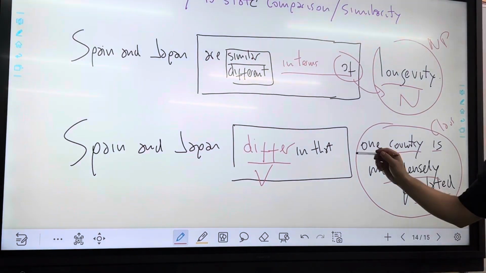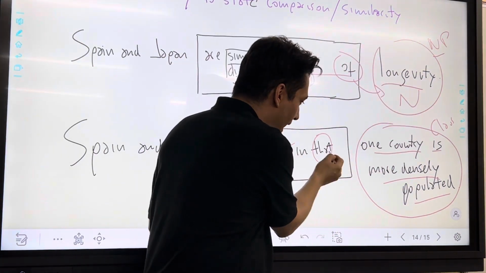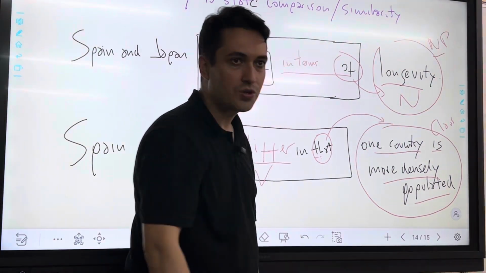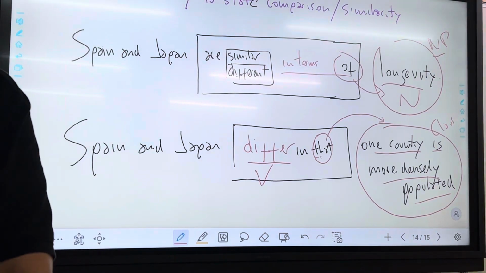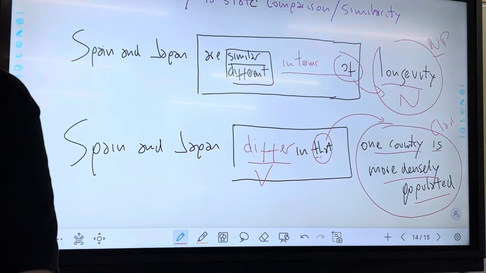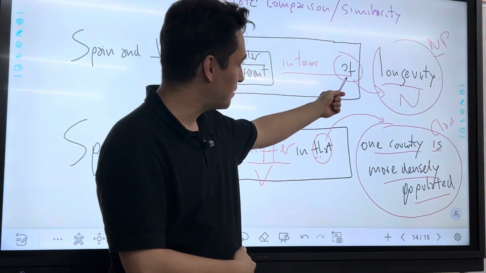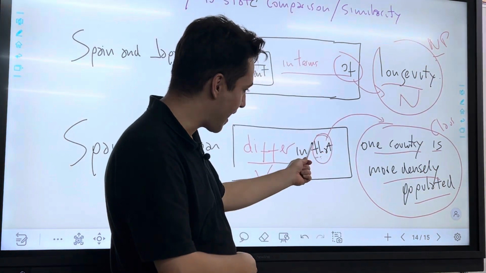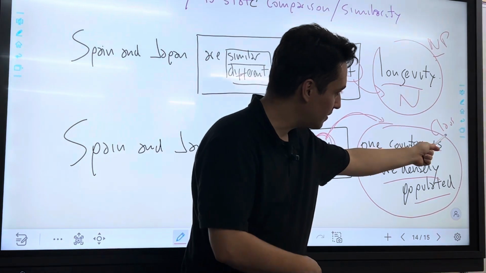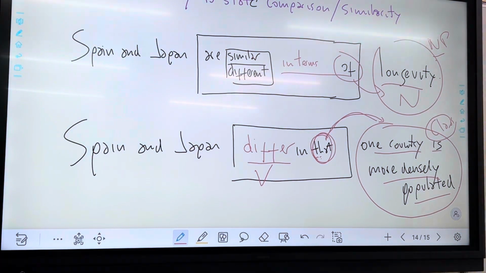So what rule can we get from here? Normally, after of, we need a noun phrase. And normally, after that, we need a clause. That is a rule of thumb. I explained that the other day, but I'll explain it again. Normally, not always, after the preposition of, it is followed by a noun phrase. And normally, after that, what follows is not a noun phrase, it's a clause. Longevity is a noun, therefore a noun phrase. So far, so good?